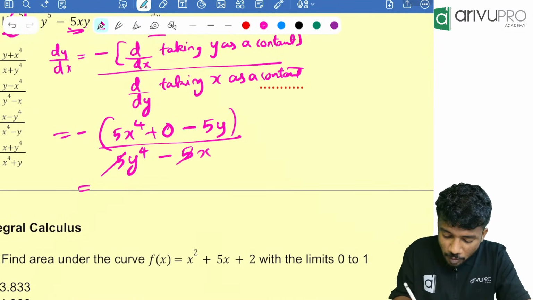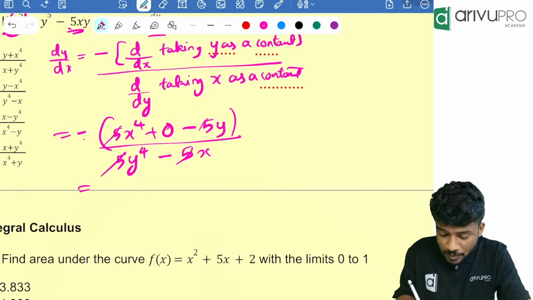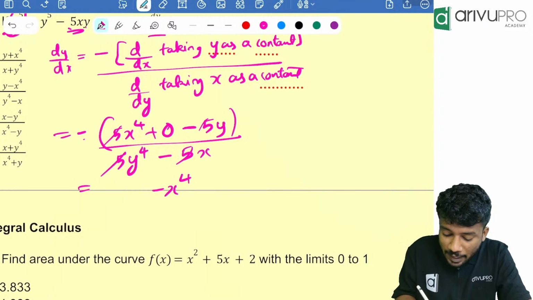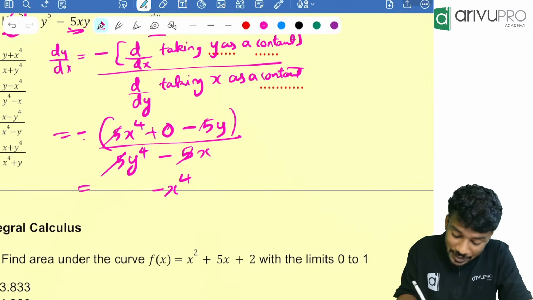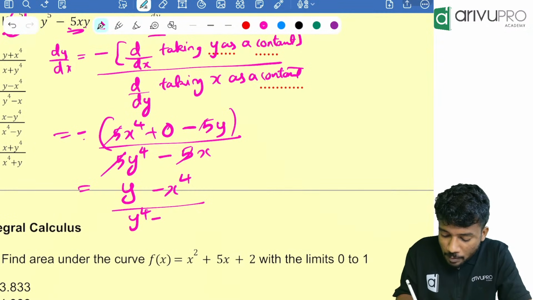So 5 is common everywhere, so I can cancel it everywhere. So open the bracket with minus. Minus of x raised to 4 will become minus x raised to 4. Minus of minus y will become plus y. So (y minus x raised to 4) divided by (y raised to 4 minus x).